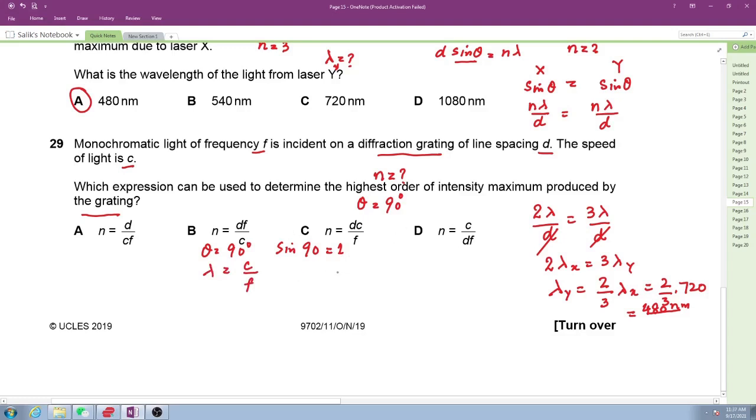Now we are going to use the formula again, d sin theta equals n lambda. Since sin theta is 1, d equals n lambda, and instead of lambda we plug in the value, so d equals n c by f. When we rearrange the equation, we get n equals d f over c, so the correct answer is B.